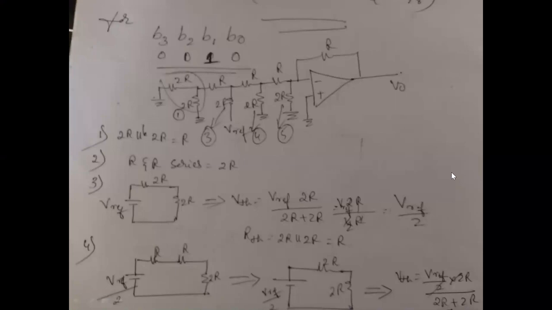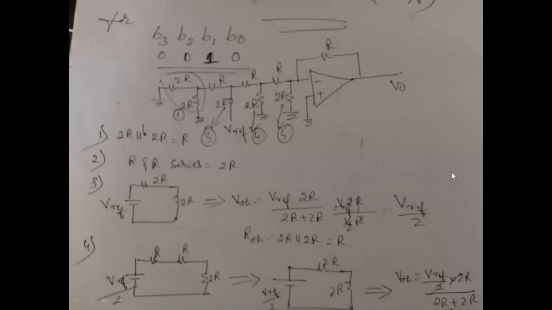In continuation with the last class on the R2R ladder network, we were discussing the output voltage for different binary inputs. We found that for B3 high and all the other inputs zero, the output is obtained as minus RF by R1 into V reference by 2.